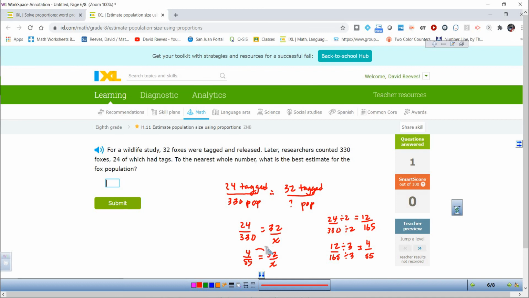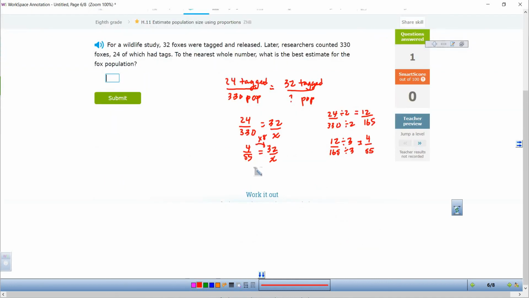Now I could say, oh, look at that. That one is 8 times as big. So I need to do this one 8 times. All right, so 55 times 8. Here we go. 8 times 5 is 40. Carry the 4, and we get 440.